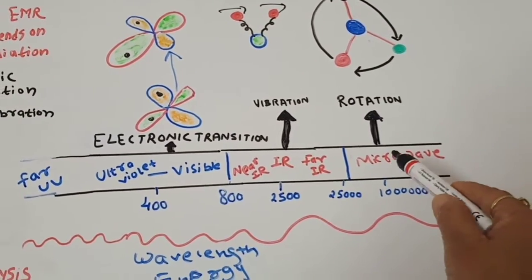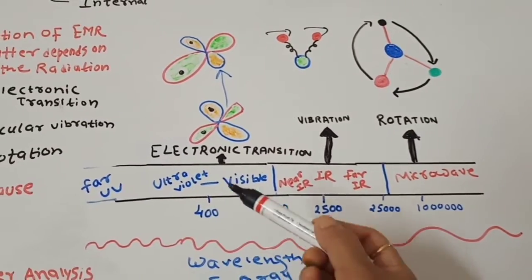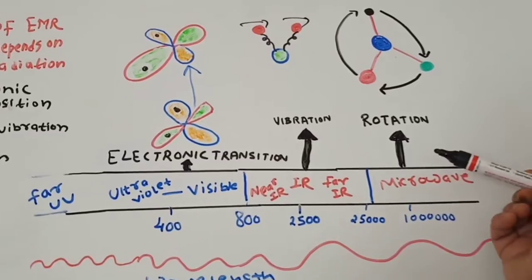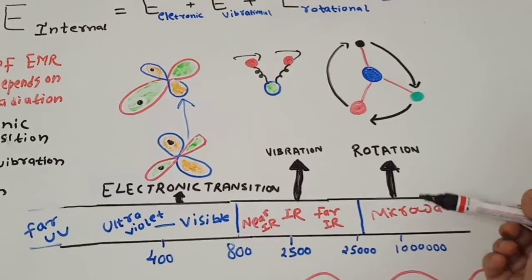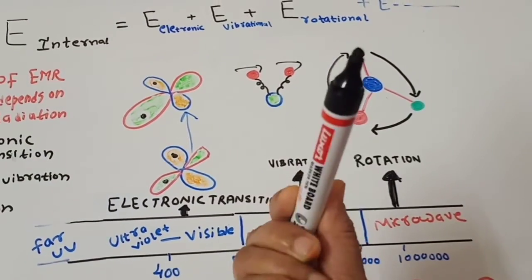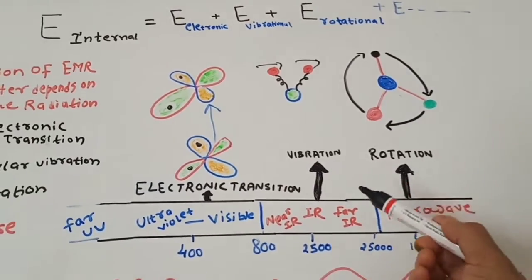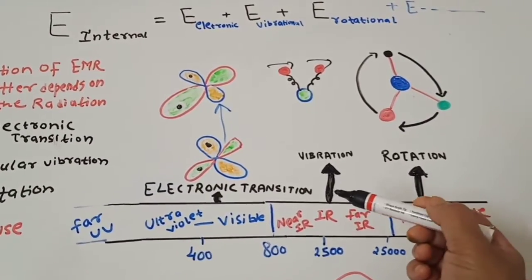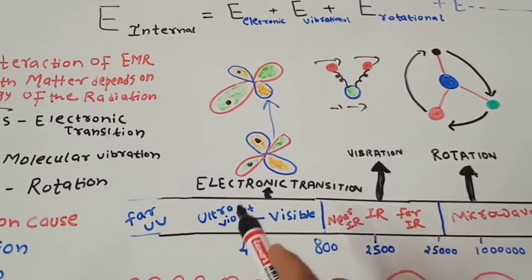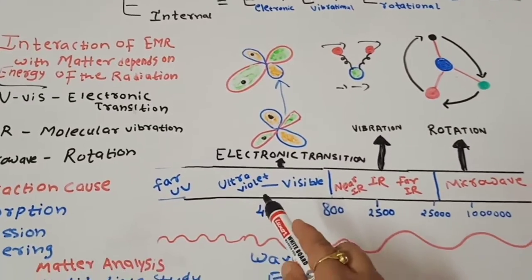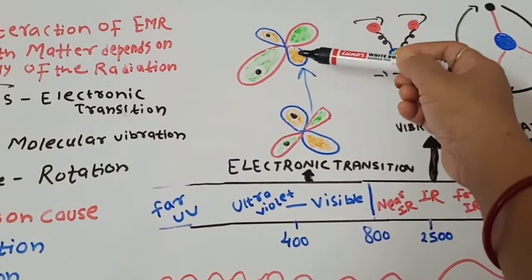Its energy will be the lowest. Then whose energy will be the highest? Our ultraviolet radiation. So when we shine microwave radiation on a molecule, what will happen? When molecules are irradiated with microwave radiation, they can only undergo rotation. Why? Because it has the least energy. Then if we use infrared radiation, the molecule can undergo vibrations of the atoms. Then if we use ultraviolet radiation, the molecule can undergo electronic transitions, meaning electrons can jump from the ground state to a higher energy state.